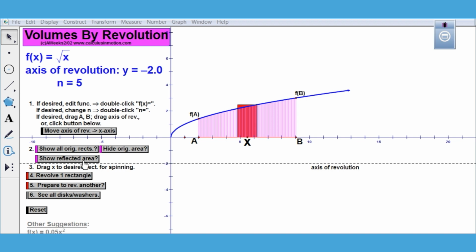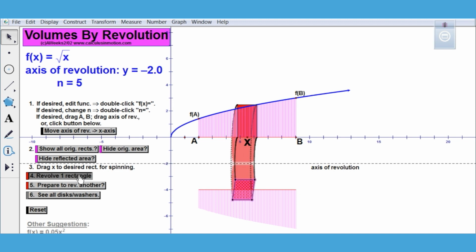So what we're going to do is show you what happens when you reflect the area across that axis of revolution. So that's just reflected across. And then we're going to ask you to think about rotating that all the way around. What would happen if you rotated that rectangle all the way around? Then you would end up with a circle, see, that makes a circle with a hole in the middle.